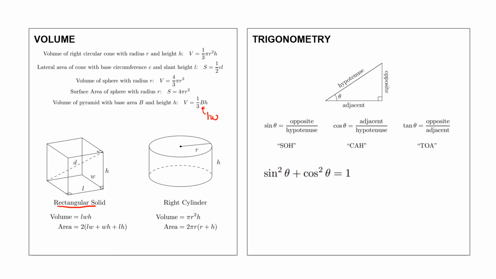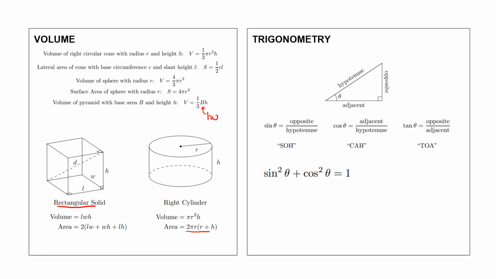And finally, for a right cylinder, you have a volume of pi r squared h with a surface area of 2 pi r times r plus h. This essentially just breaks down the cylinder into 2 circles and a rectangle.